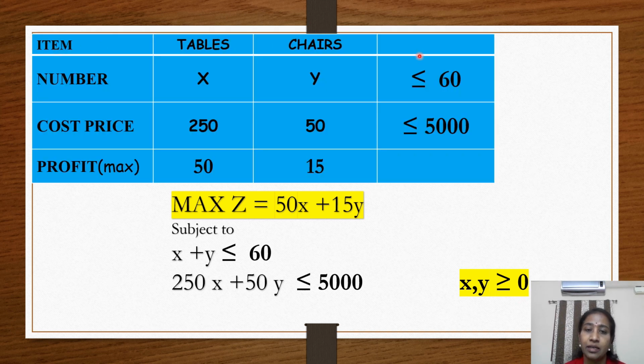Now, if anybody writes the tabular column like this, that is tables and chairs this way and number, cost price and profit this way, as we already discussed, then also you will not get the LPP wrong because you are going to write this less than or equal to 60 here, less than or equal to 5,000 here. And so the equation will be X plus Y less than or equal to 60, 250 into X plus 50 into Y less than or equal to 5,000, and your maximization, maximum Z is equal to 50 into X plus 15 into Y. So you will not go wrong when you write your LPP, but keep in mind that you fill the details from the word problem properly in the tabular column.